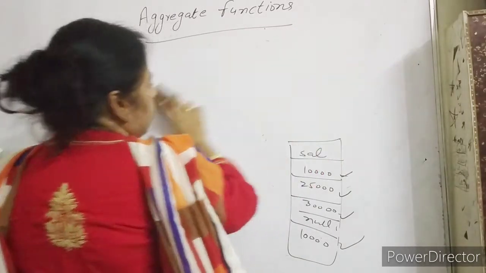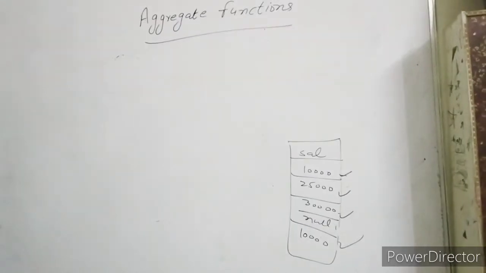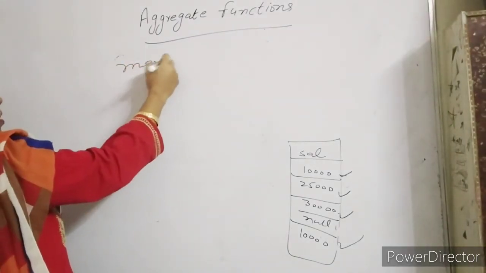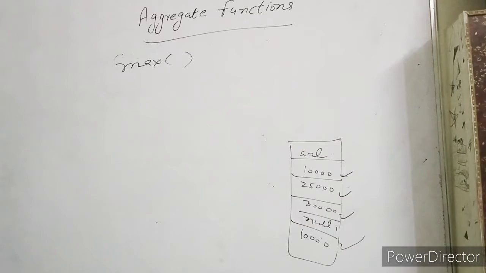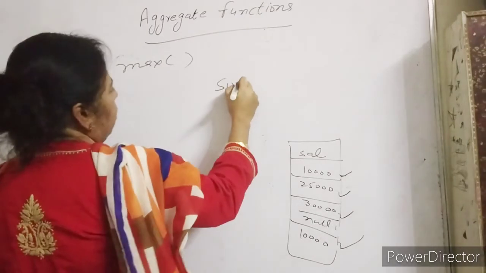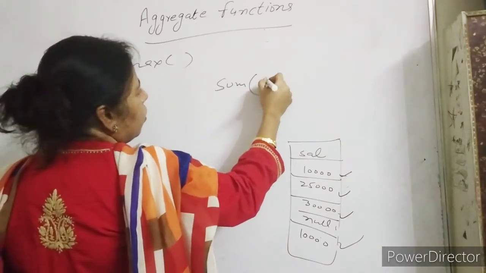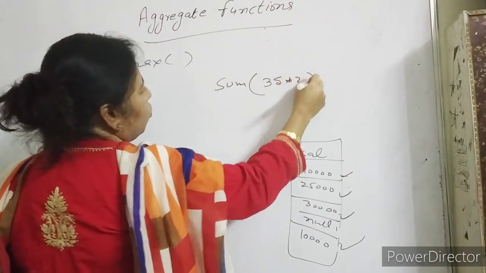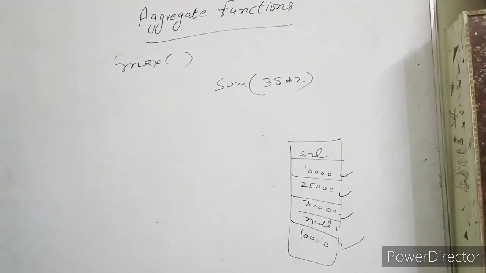Next function is MAX. Student: Ma'am, can we give in the expression something that doesn't have any column name? Suppose I have given SUM of a constant, then you will get the same value. What does this mean now? If I am taking 35 multiply 2, what does this function return? 70 only. I can give it, but it doesn't make any sense.